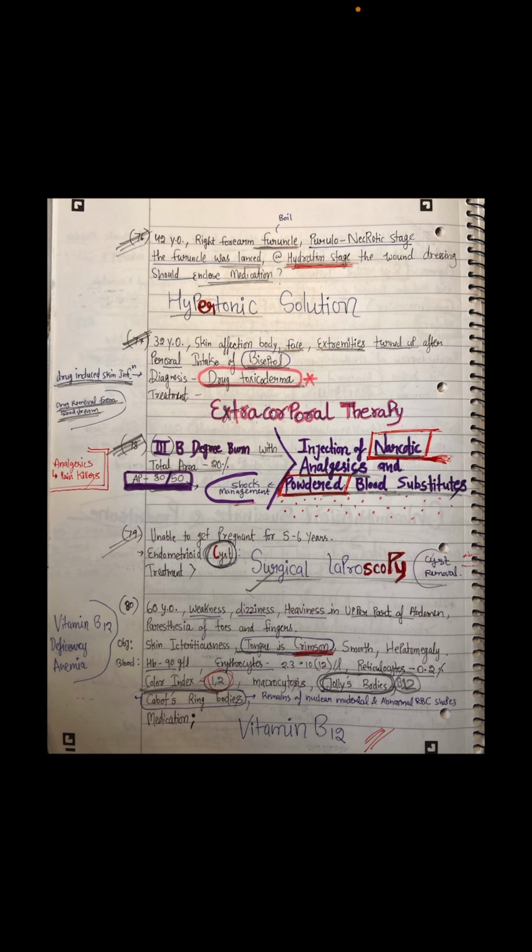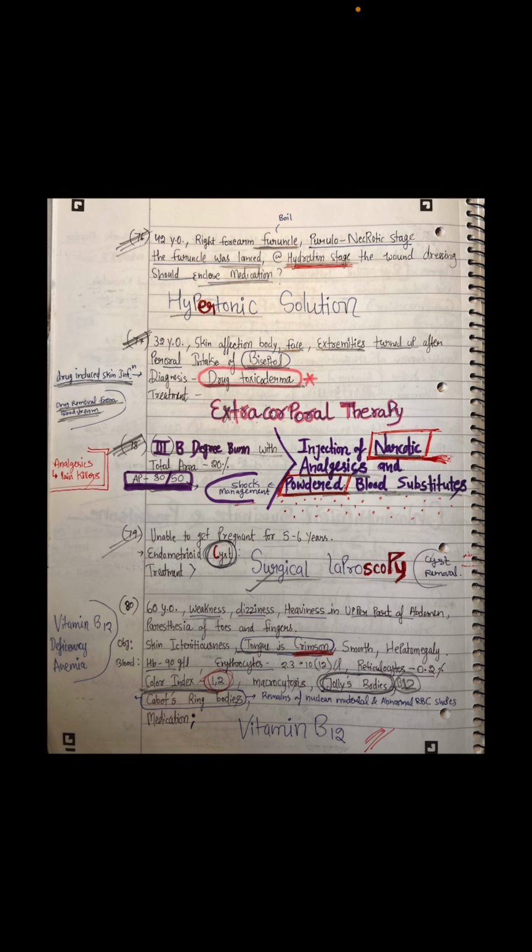So next is a third degree burn case. Total area covered is 20%, arterial pressure is very low. So this is a shock. The arterial pressure is in the range of shock. So what are you going to do, sir? We are going to do the shock management.